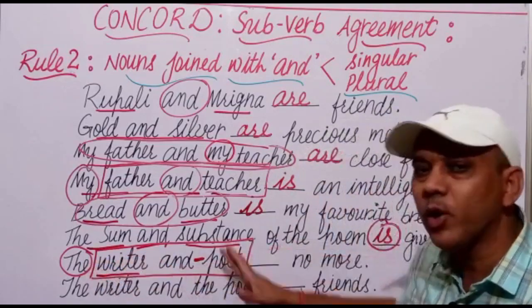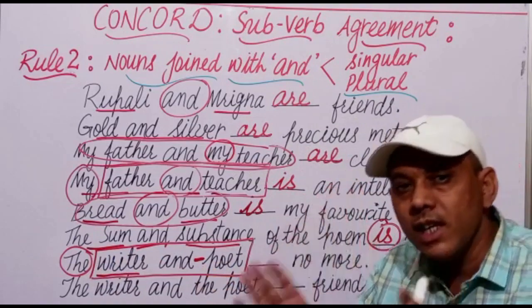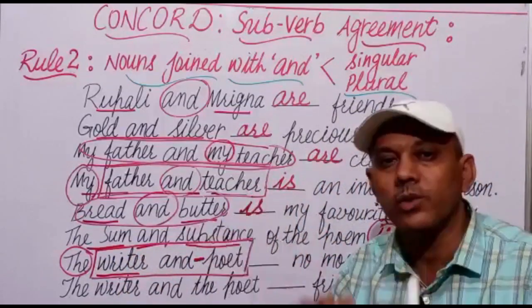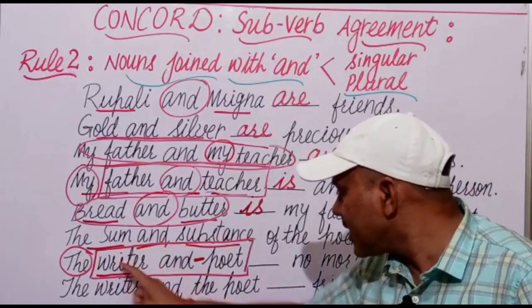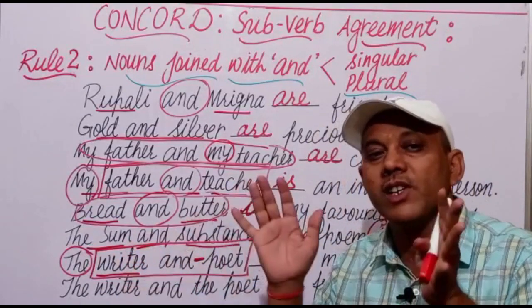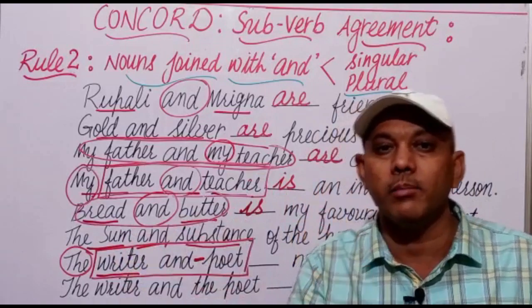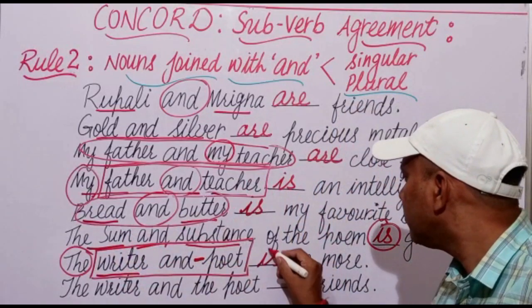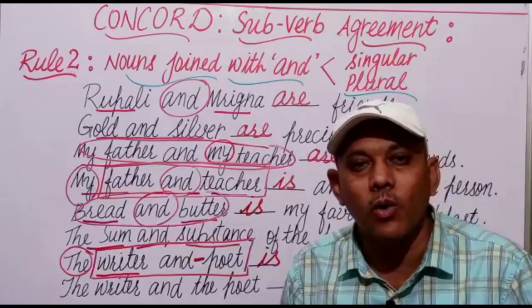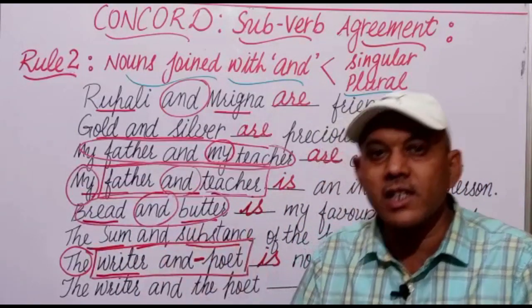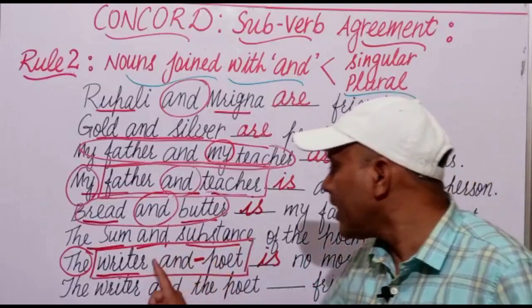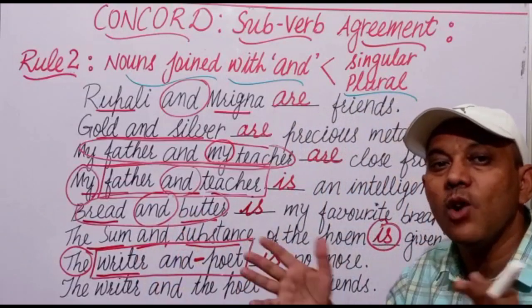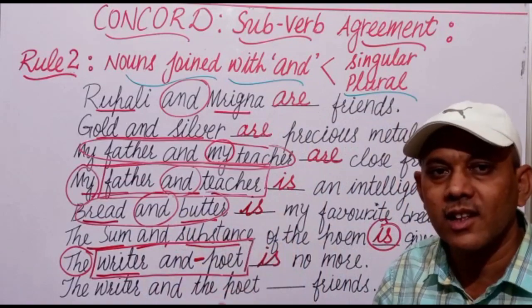The writer and poet means a single person, the same person is the writer and the poet also. So, this is the singular subject and we shall use a singular verb. The writer and poet is no more. Is no more means एक उस पर्सन की डेथ हुई है जो राइटर भी था और पोएट भी था. The writer and poet is no more or is dead.